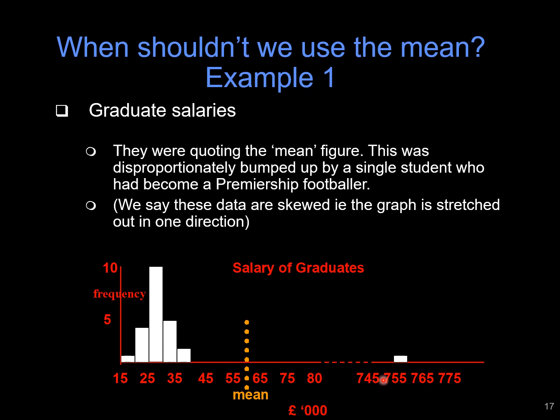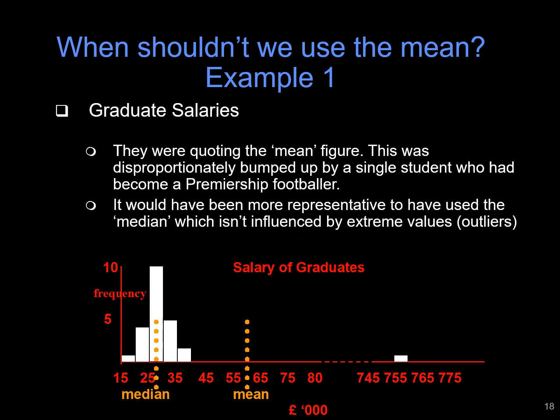So in this case, when we have one very high value, we often say the data are skewed. It would have been much better or more representative to use the median. The median is the middle value. Now the median will be the same whether this highest value was 750,000 or 50,000. So the median is much better to use if there are extreme values.